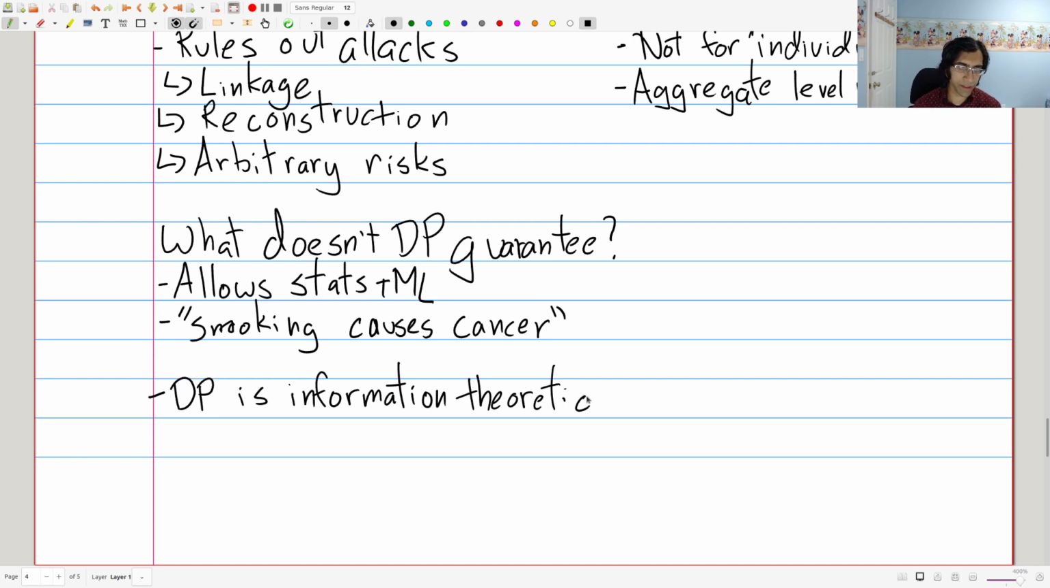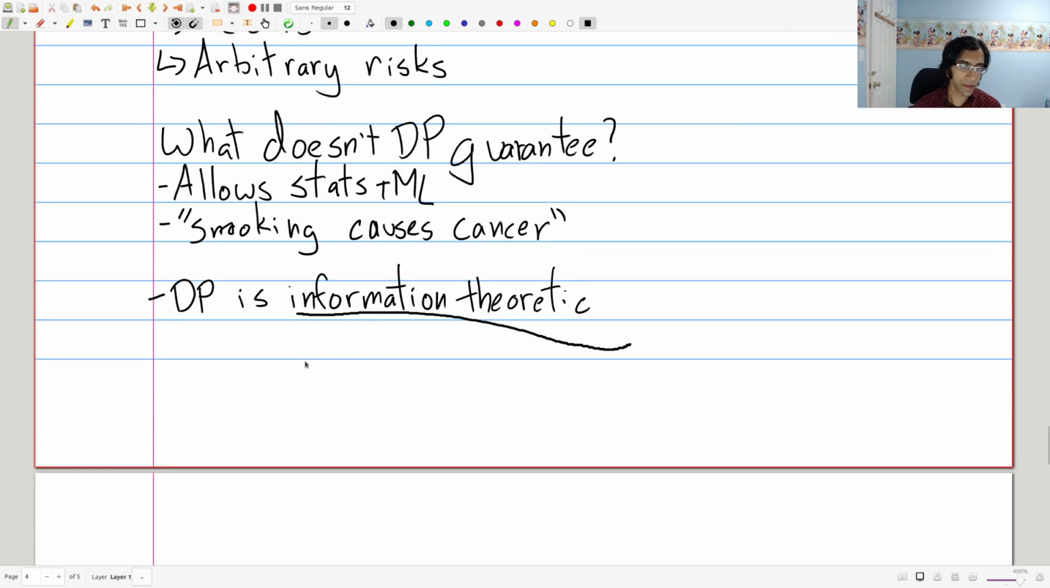So there has been some work on looking at computationally bounded adversaries in differential privacy, and I've linked this in the lecture notes in case you're curious. But generally, we're going to focus on the information theoretic notion. Cool.